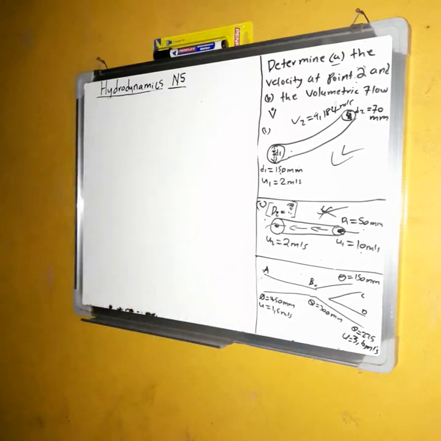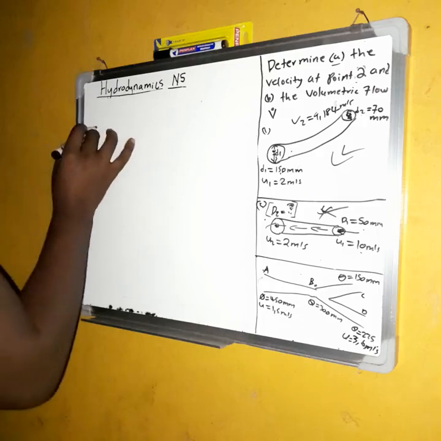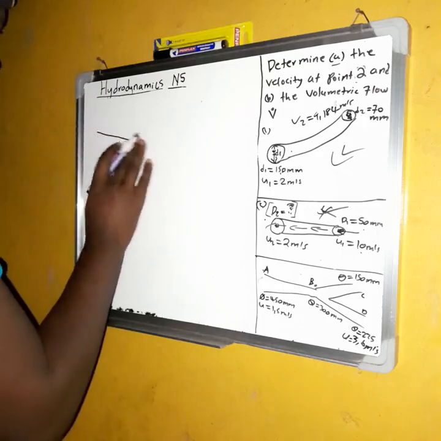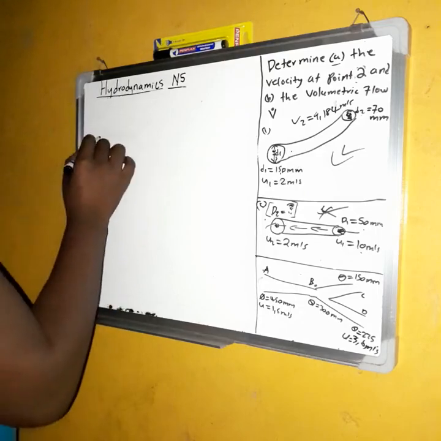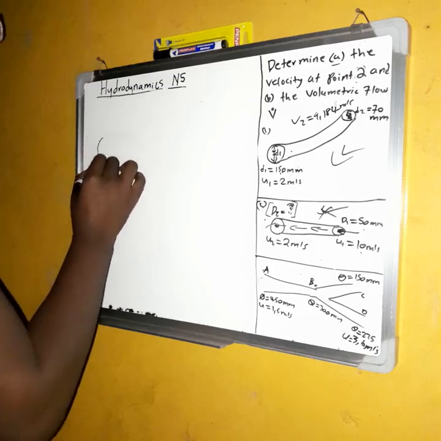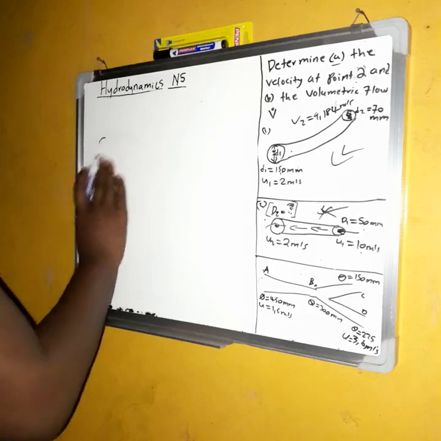All right, okay, let me just explain this. You're given something like this. Actually, this is the pipe. Let me draw it like this. This is the pipe, the big pipe.